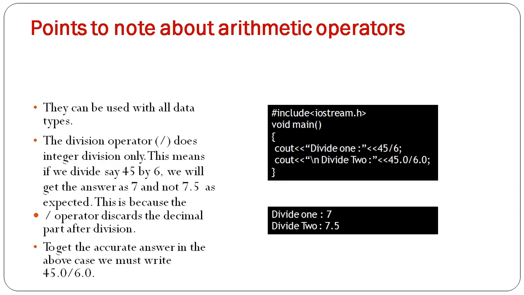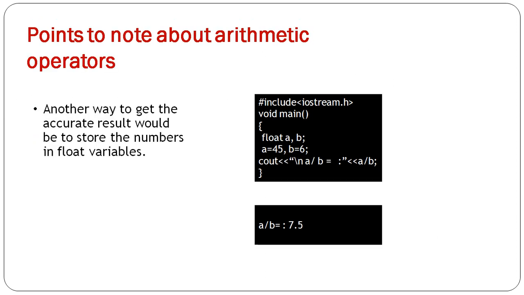The things that we should remember while using arithmetic operators are that they can be used with all data types, and the division operator does integer division only. This means if we divide 45 by 6, the answer will be 7 and we will not get the decimal value. This is because the slash operator discards the decimal part after the division. To get the accurate answer we must use the float data type. Another way to get an accurate result is to store the numbers in float variables.